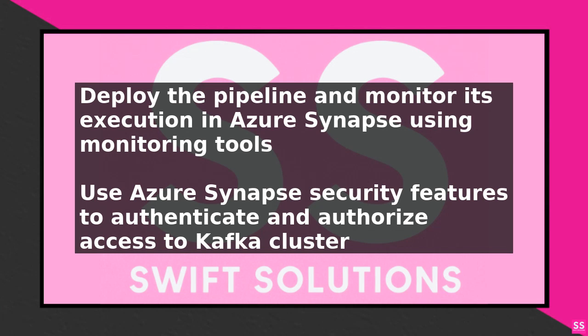Conclusion. Ingesting data from Kafka into Azure Synapse is a straightforward process that can be accomplished by following the steps outlined in this guide. By understanding the requirements, creating a Kafka connection, creating a pipeline, configuring the pipeline, deploying and monitoring the pipeline, and following best practices, you can successfully ingest data from Kafka into Azure Synapse and unlock new insights and analytics capabilities.